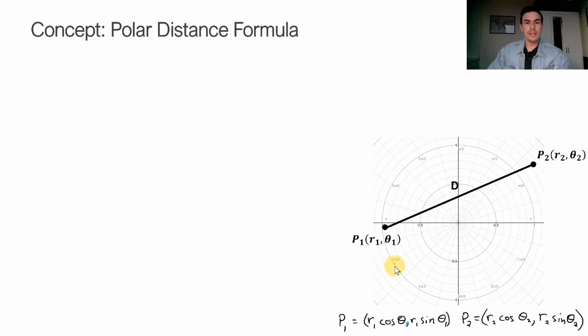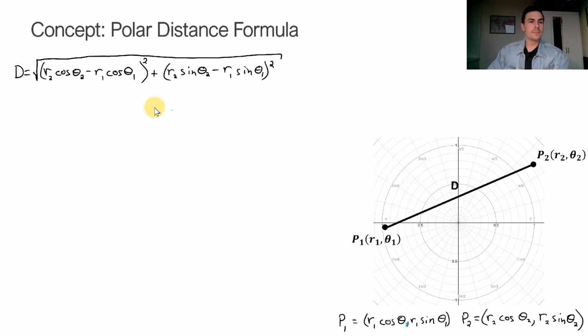So again, just putting these in terms of our Cartesian coordinates, we're going to go ahead and write out our distance formula. This would be the change in x, or difference in x, quantity squared. So I'd have r2 cosine theta 2 minus r1 cosine theta 1, that whole quantity squared, plus r2 sine theta 2 minus r1 sine theta 1, that whole quantity squared, and we take the square root of that whole thing. And that is the distance formula that you're used to seeing in the Cartesian coordinate plane. We just have a little bit longer values here instead of x's and y's.